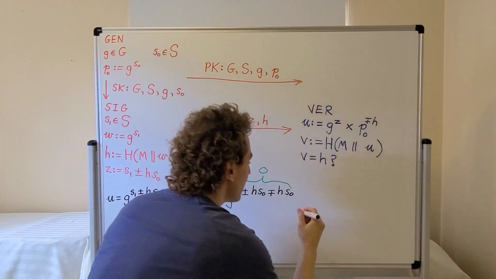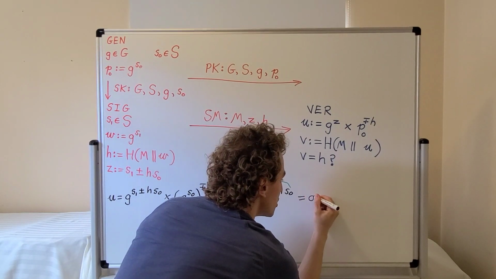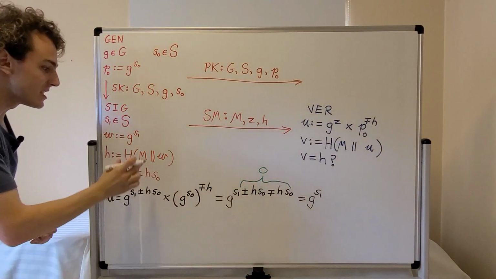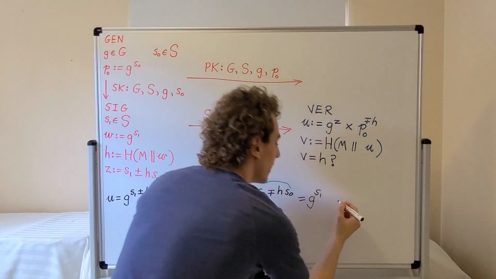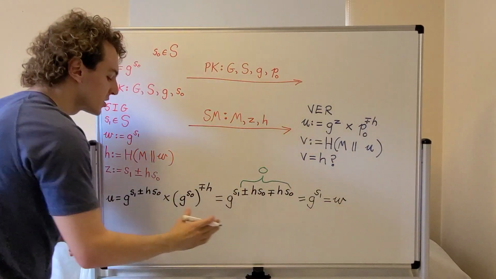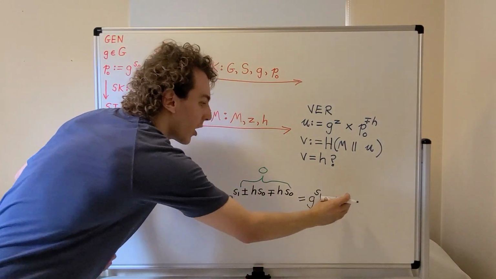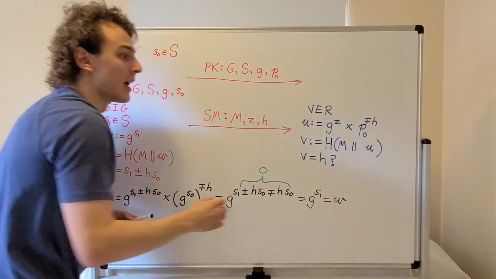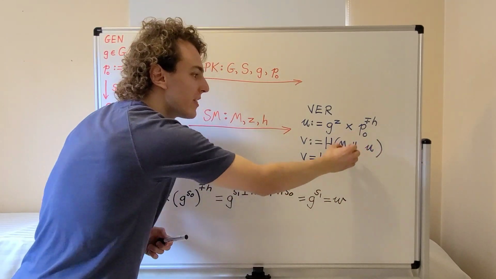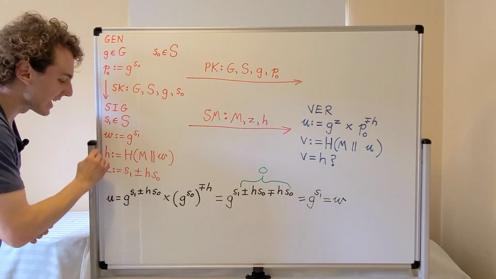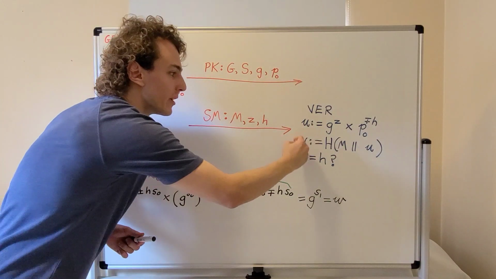And then we're just going to be left with the generator to the power of s1. But that is the definition of w. So we have w over here. And that shows why u and w are the same. So we have an equivalent value. And we are concatenating that value with the message and then putting it into this hashing function. And that's giving us h over here and v over here.